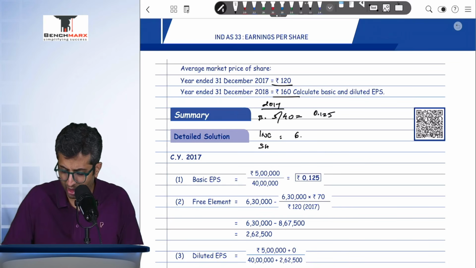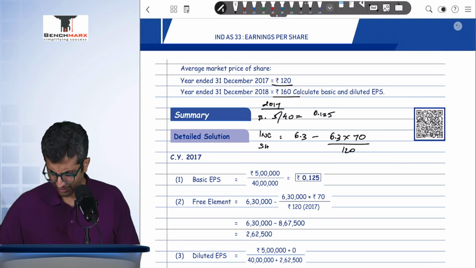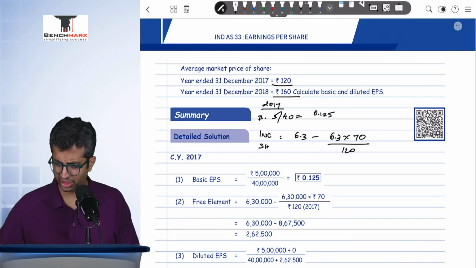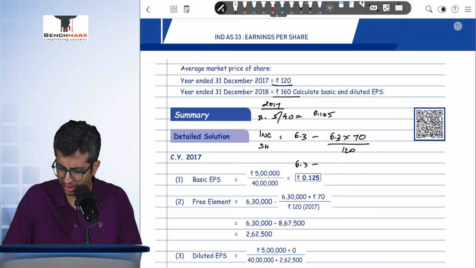Now before I do diluted EPS, I'll have to find incremental shares. How will I do that? Well, if they were converted, 6.3 lakh shares will be issued. But against that, I'll get 6.3 lakhs into 70. That is the money that I will get, and I will use that to buy back equity shares at 120. So 6.3 into 70 divided by 120. So this will be 6.3 minus 3.675. And hence all said and done, you will be left with around 2.625 shares.